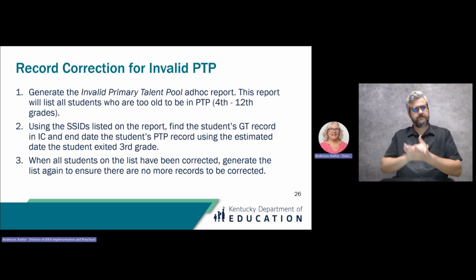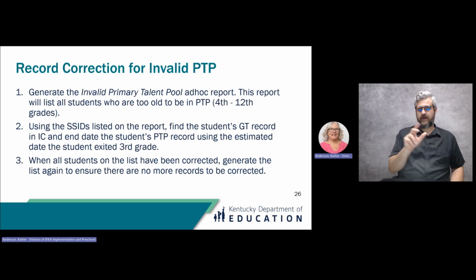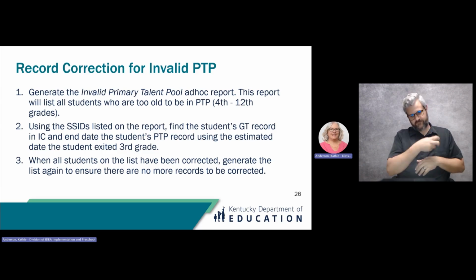First, generate the invalid Primary Talent Pool ad hoc report by finding the report in the state published list. This report will list all students who are too old to be in PTP. These would be students who are in 4th through 12th grades. Using the SSIDs listed on the report, find the student's GT record in Infinite Campus and indate the student's PTP record using the estimated date the student exited 3rd grade. When all students on the list have been corrected, generate the list again to ensure there are no more records to be corrected.